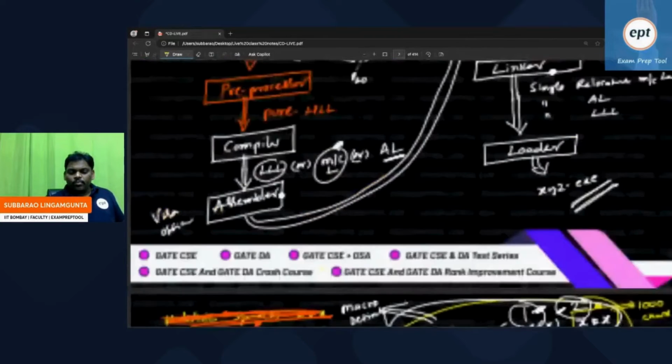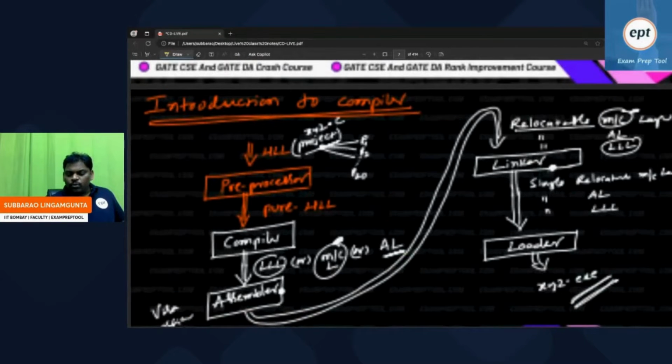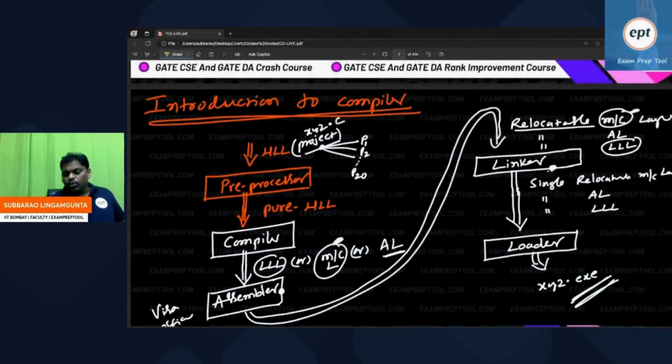Right. So remember everyone, the preprocessor doesn't do any calculation. It will do only substitution.